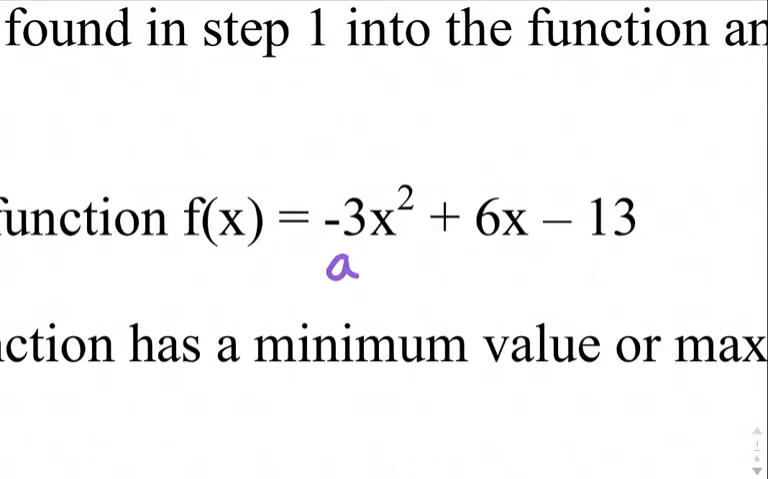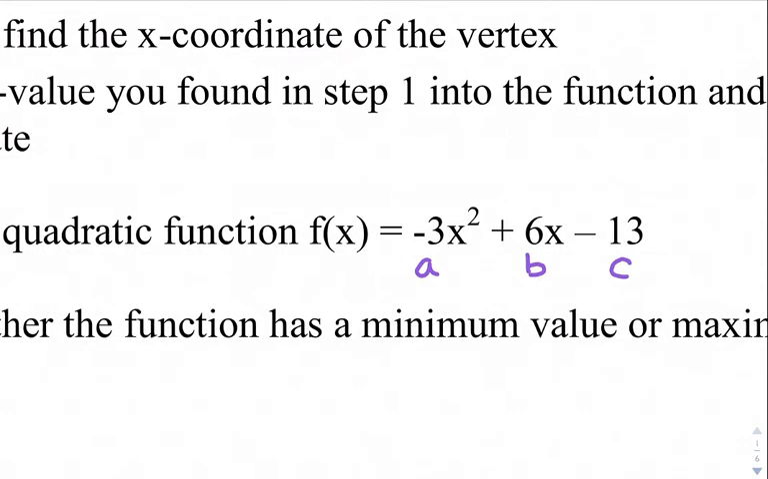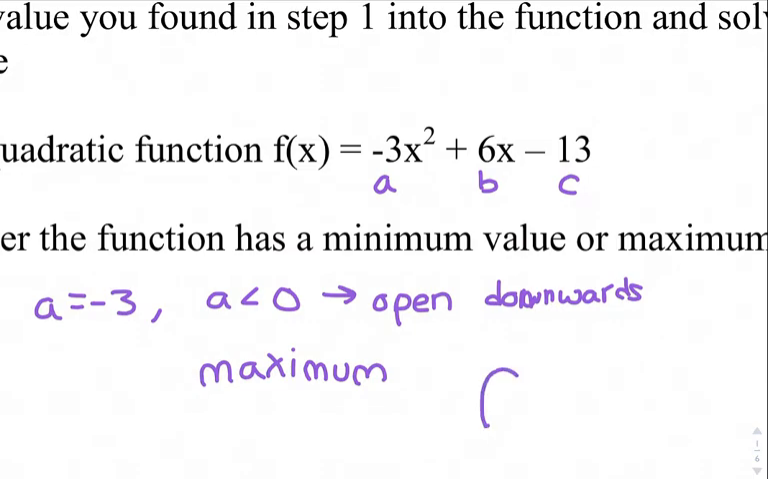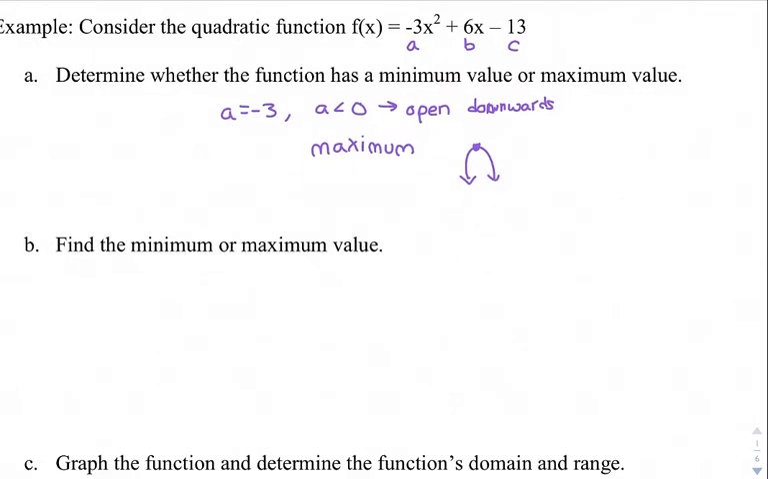So here negative 3 is A, 6 is B, negative 13 is C. So A is negative 3. So since A is less than 0, that means it's going to open downwards, which means it's going to have a maximum value. So since it opens downwards, that means this top right here where the vertex would be, that is your maximum value. So now we're going to find that min or max.